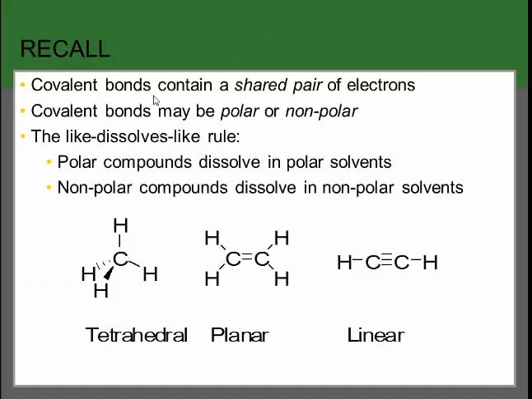Remember that covalent bonds contain a shared pair of electrons. Here's a covalent bond, the C-H bond in methane. That's a shared pair of electrons. The carbon shares it with the hydrogen. And covalent bonds can be polar or nonpolar. In this case, they are nonpolar because we define carbon and hydrogen to have equivalent electronegativities.